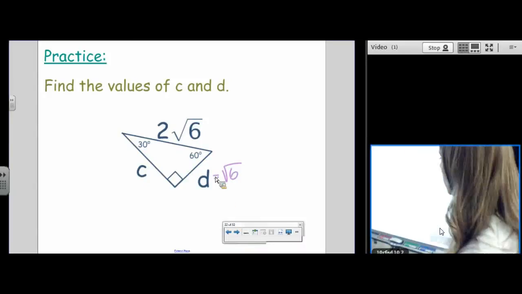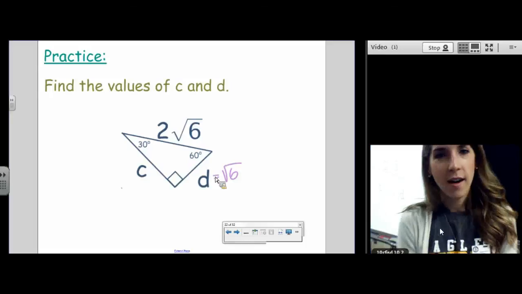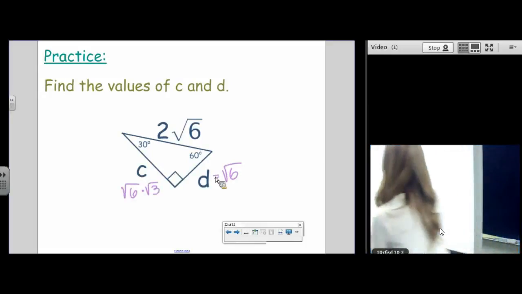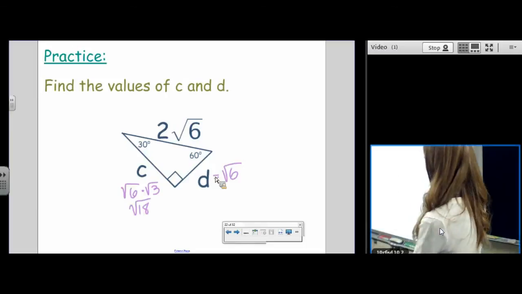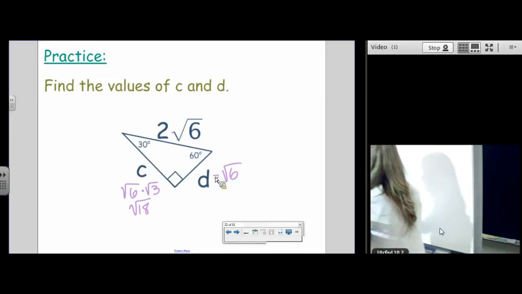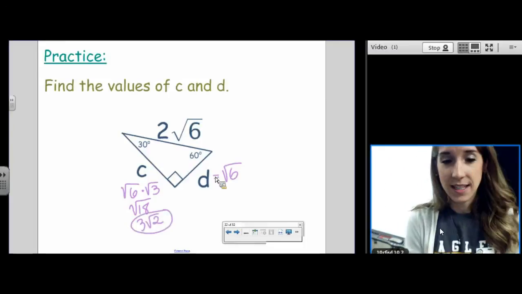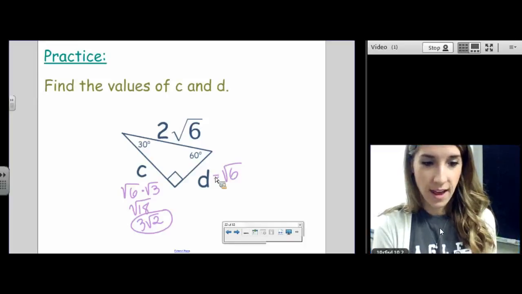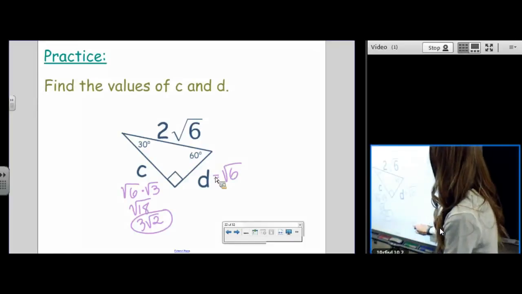And then I know the one across from 60 is x root 3. Square root 6 times square root 3, which is, so D is square root 6, whereas C is 3 root 2. Okay? We doing okay? If you can stay in class, you can stay. If you need to go, you can go.